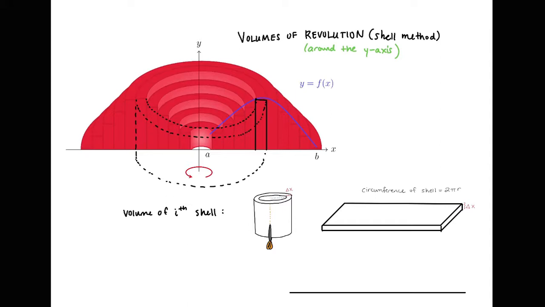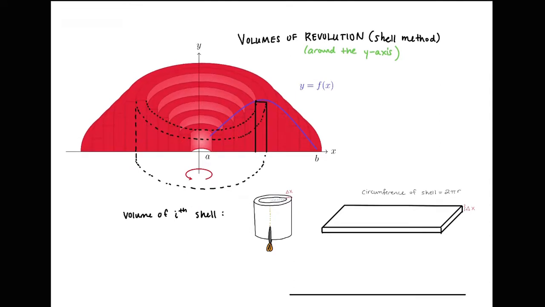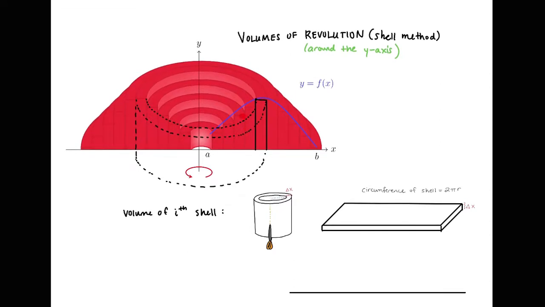Okay, so let's go through the same idea as what we had done with discs and washers, but instead of computing the volume of those discs and washers, we're going to compute the volume of those shells. So if we split our curve up into these rectangles and then rotate those rectangles, we can approximate the volume of our solid by adding up the volume of these shells. So that's going to be our concept. Let's find the volume of just a generic ith shell.